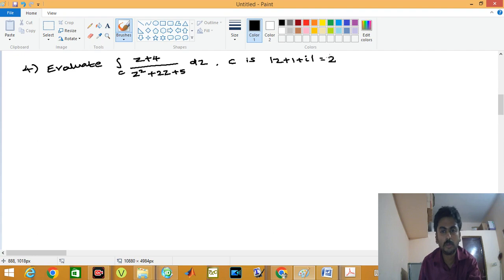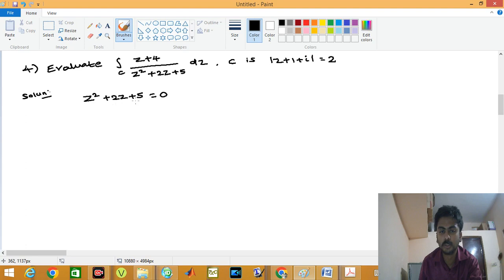So now we have to evaluate it using Cauchy's integral formula. First of all we have to split this denominator. So how to split this denominator? Here I am going to write the solution. What they have given is z square plus 2z plus 5. If the denominator becomes 0, the above function will not be analytic at the point where it becomes 0. So we have to find where it is becoming 0.